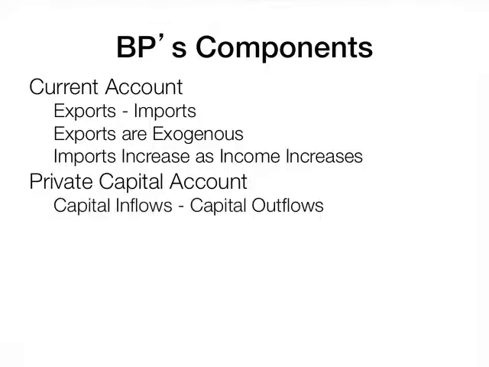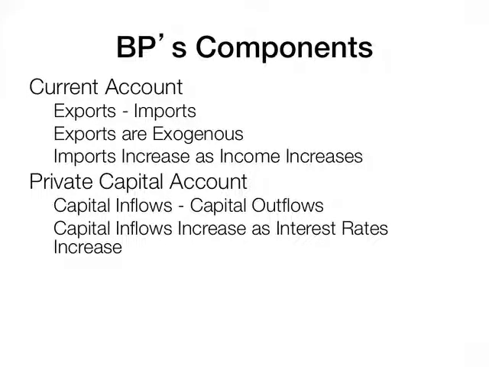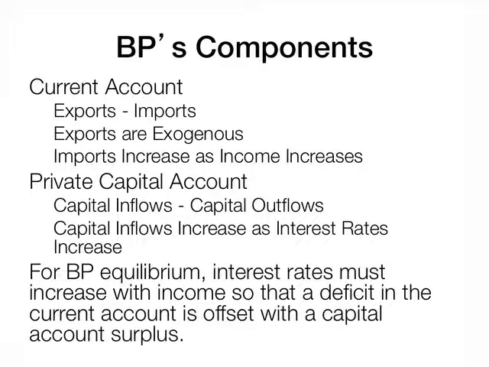Private capital account. The capital account is inflows minus outflows. So what's been happening? Your inflows will increase as interest rates increase. This is really important. The higher the interest rate is domestically, the more money will get into the system. Okay? And of course, to be in a balance of payments equilibrium, your interest rate has to increase with your income. So any deficit in the current account is offset with the capital account surplus. Grand. That's fine and all well and good.